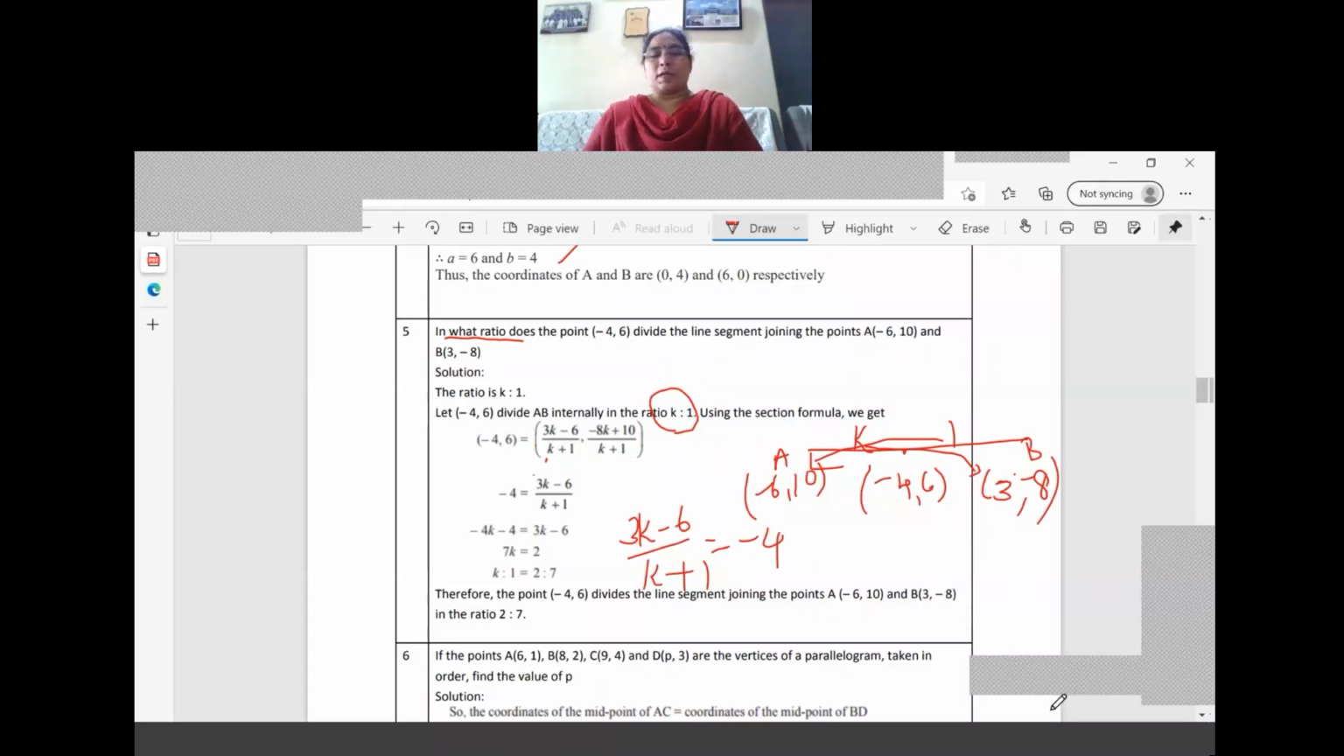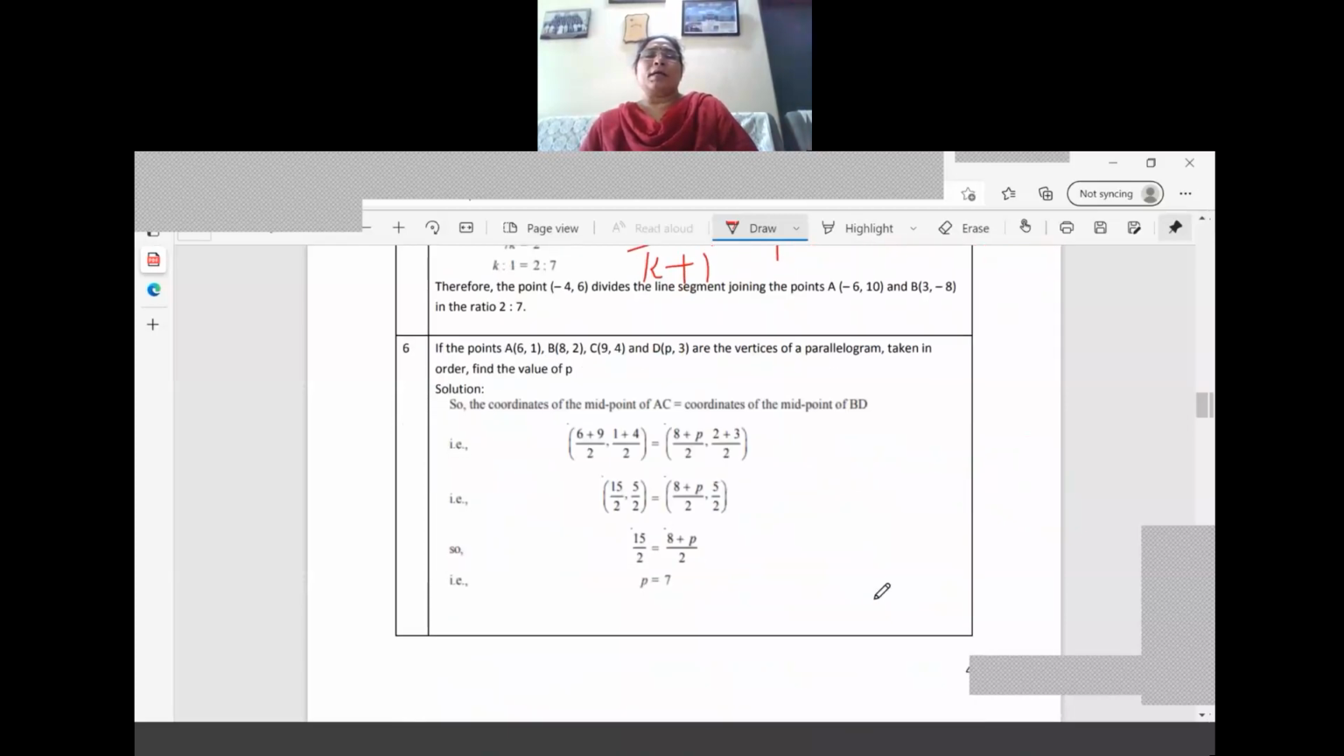So two equations you will get, nothing else. Now, if the points A (6, 1), B (8, 2), C (9, 4), and D (p, 3) are the vertices of the parallelogram taken in order, then what is the value of p? So already parallelogram is given. What is the order of the parallelogram? ABCD only. Exactly, they had given the points.